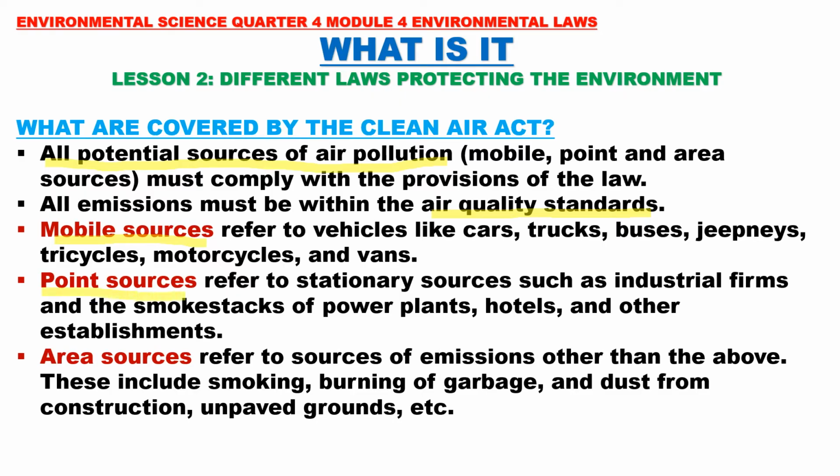Point sources refer to stationary sources such as industrial firms and the smokestacks of power plants, hotels, and other establishments. Area sources refer to sources of emissions other than the above. These include smoking, burning of garbage, and dust from construction and unpaved grounds, etc.